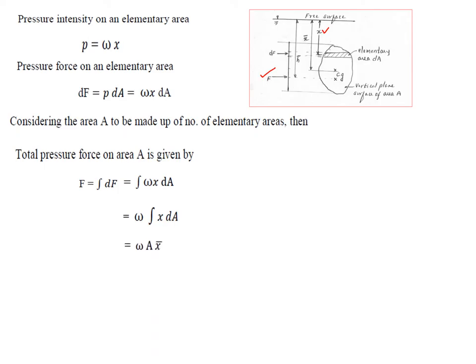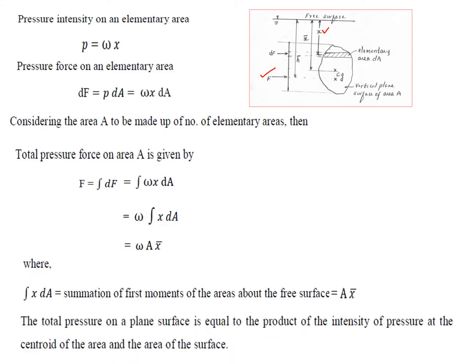So therefore it will be omega into x bar. So whether it is a horizontal surface or a vertical surface, the pressure force is nothing but omega x bar into A. What is omega x bar? It is the pressure intensity at the CG, and if you multiply by the total area, you will get the pressure force. So the total pressure force is the pressure intensity at the centroid, which is omega x bar, multiplied by A.